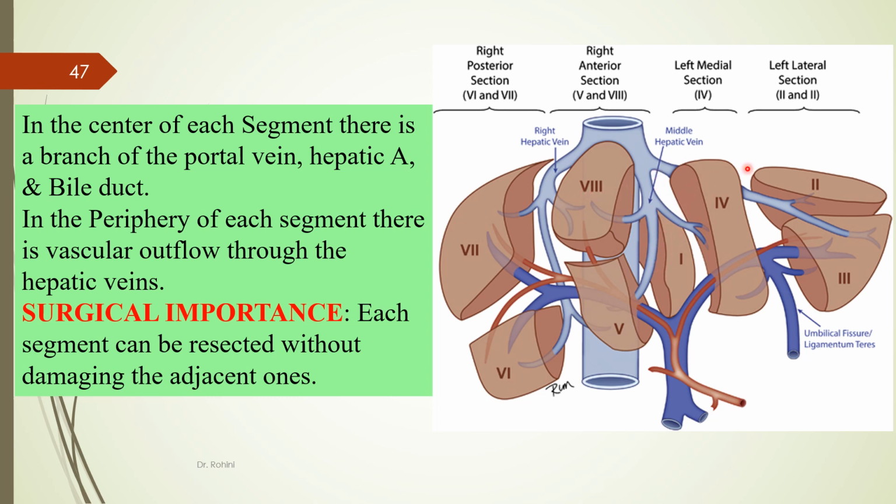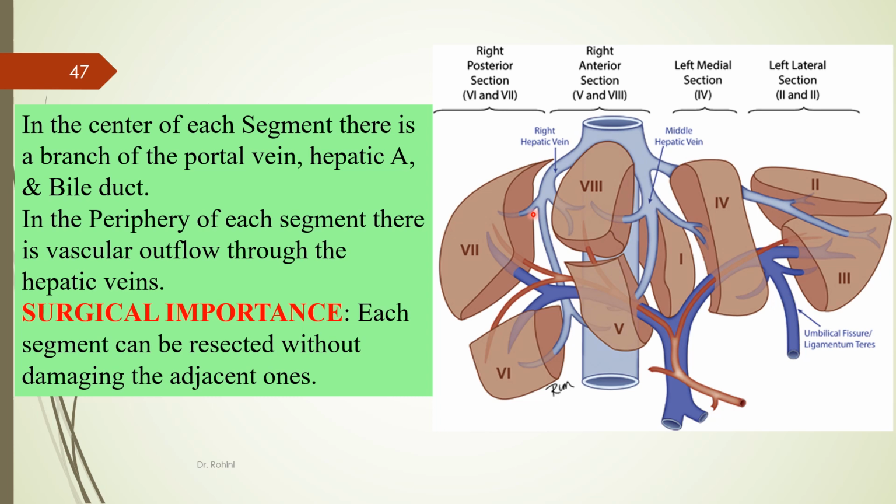Now Couinaud has given 8 segments. The first segment is the caudate lobe. After that we go in clockwise fashion. So 1, 2, 3, 4 will be in the left lobe. 5, 6, 7, 8 are in the right lobe, and each of these segments can be resected without damaging the hepatic veins. The features are extremely consistent between individuals. If we know which one is the first segment, we can count and make out exactly which segment we have to resect.